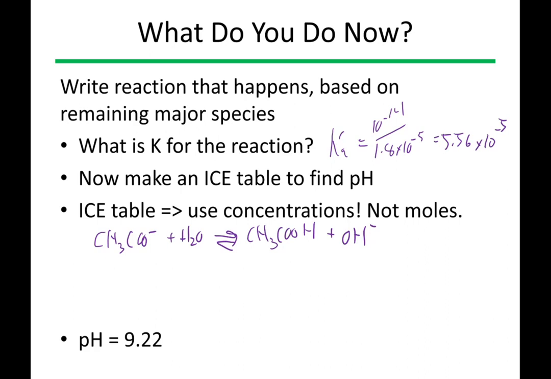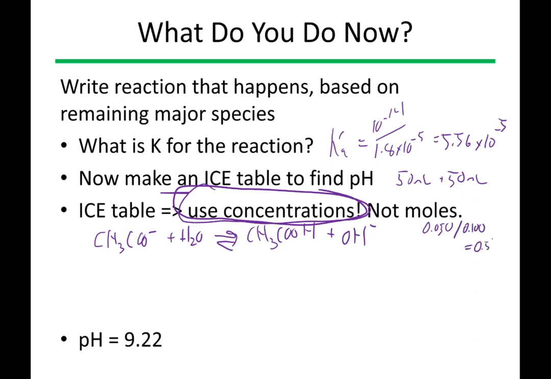So when we're using the ICE table, something important to remember is we have to use the concentrations. We can't use moles. And remember, to get to this point, we had 50 milliliters, plus we added 50 milliliters of the base. So the concentration at this point is the remaining 0.050 moles divided by the final volume, or 0.5 molar. So that's our initial concentration. Don't worry about water since it doesn't show up in the equilibrium expression. We essentially don't have any of the conjugate acid at this point. We've also used up all the base.